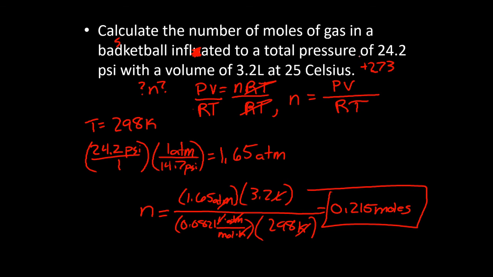So, if you have a basketball that you like to play with, it probably has about 1/5 of a mole of gas in it, because all inflated basketballs are above atmospheric pressure. If you had just 1 atmosphere of pressure in your basketball, it would not bounce at all. That would be a flat ball, the same as if you poked a hole in the basketball, because that would have 1 atmosphere of pressure in it.